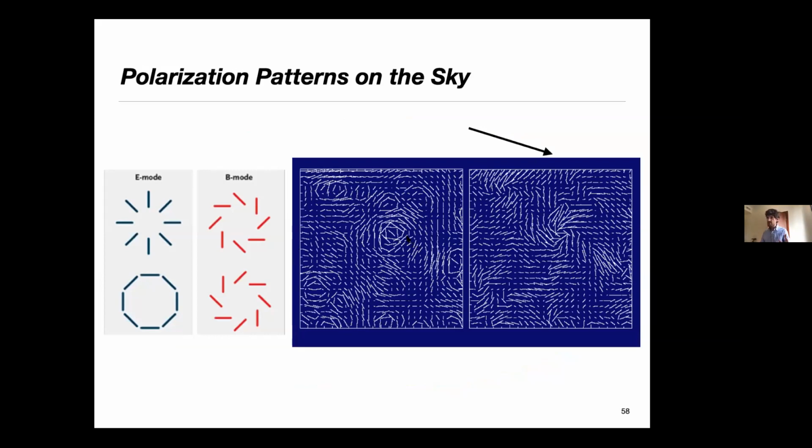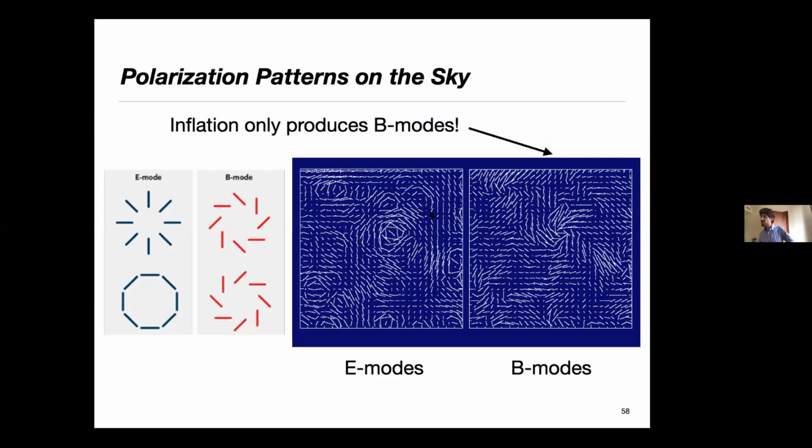You can split it into something we call an E mode pattern, which is things that look like this. So it's a star shape or circular pattern, and B modes, which have a curl to them. They're kind of curling out from a particular point. And this is just an example shown over here of what a pure E map and a pure B map look like.